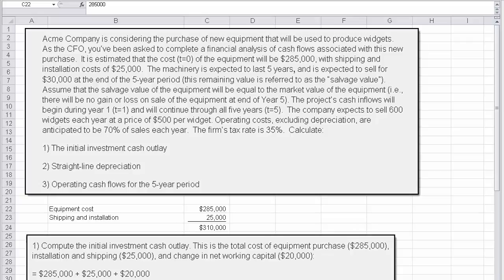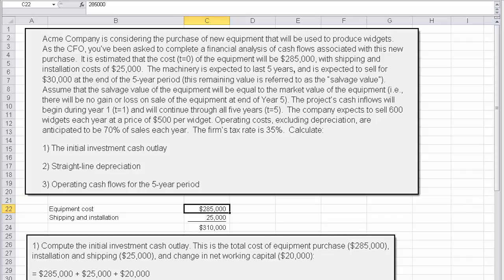The project's cash inflows will begin during year 1, and we use that as t equals 1. T stands for the time period, and will continue through all 5 years. The company expects to sell 600 widgets each year at a price of $500 per widget. Operating costs, excluding depreciation, are anticipated to be 70% of the sales each year. The firm's tax rate is 35%. And you're asked to calculate the initial cash investment outlay, straight-line depreciation, and operating cash flows for the 5-year period.